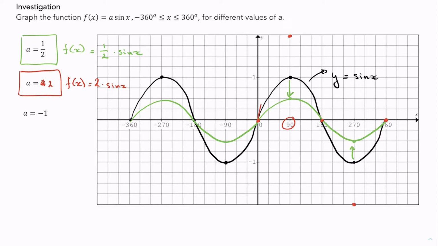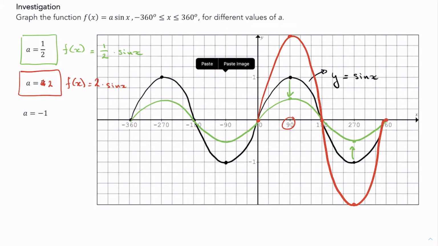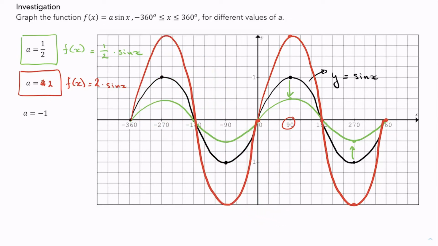I get this sine function which has been pulled up and pulled down. It looks something like that. Because we're doing it over the interval of negative 360 to 360, I'm going to copy this and bring it over here. And here you can see that the base sine function, y equals sine of x, has been pulled up by a factor of 2. Everything is being stretched vertically by a factor of 2. Here 2, and here as well.